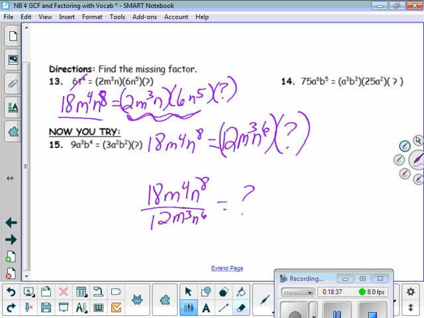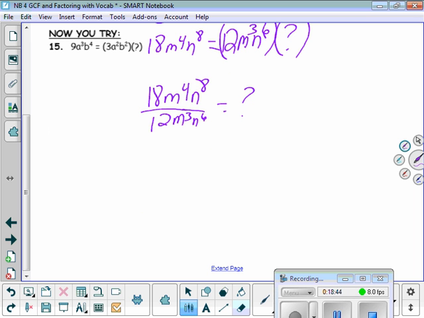What do we get for an answer? 18 over 12 is what? 3 over 2. Where's my bigger m? You subtract them, what do you get? Where's my bigger n? Subtract them, what do you get? I could write it like that. I could also extend my fraction bar. Either way would be fine, since I could just say 3/2 times it since they're on the top, right? We okay with this work?